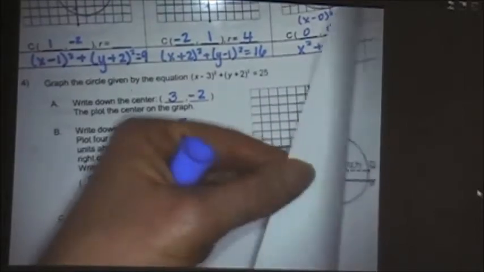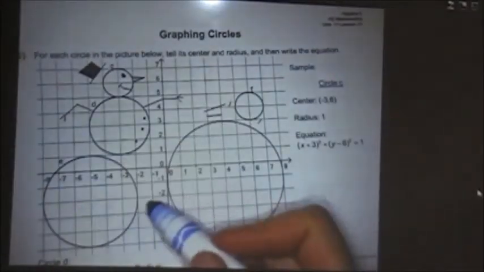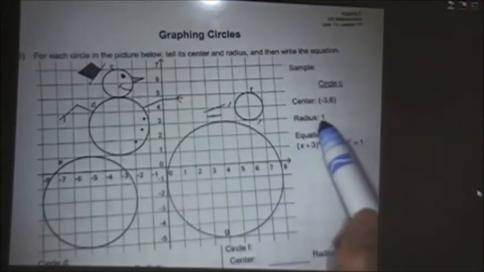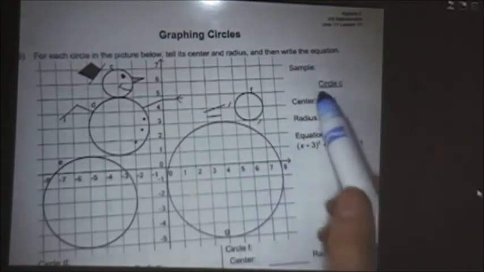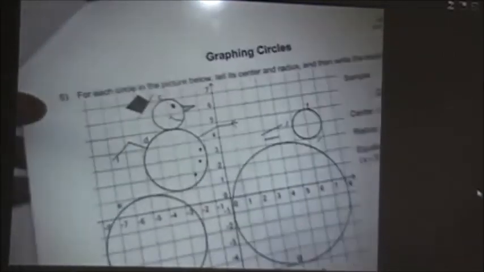Alright, so on the next page, on page 5, they're just asking you to pretty much do the same thing. You've got all these circles listed and you need to identify the center point and the radius and then write the equation. And they did circle C for us, that's the snowman's head. They found the center to be (-3, 6), right here, and it had a radius of 1. So they just plugged it into the equation.